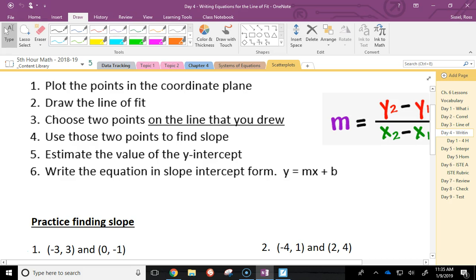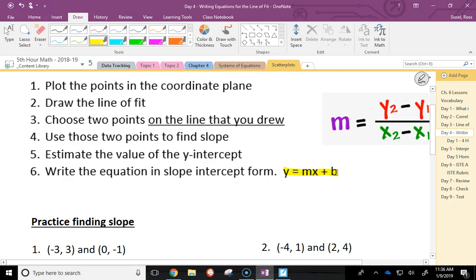To write the equation from your line of fit, we are going to choose 2 points on the line that we drew. They have to be on that line. Okay? You use those to find slope. We're going to estimate our y-intercept. And then we write our equation like last semester in slope-intercept form, y equals mx plus b. Now, this is not very difficult. It sounds like a lot, but when we go through the steps together, it's not too bad.